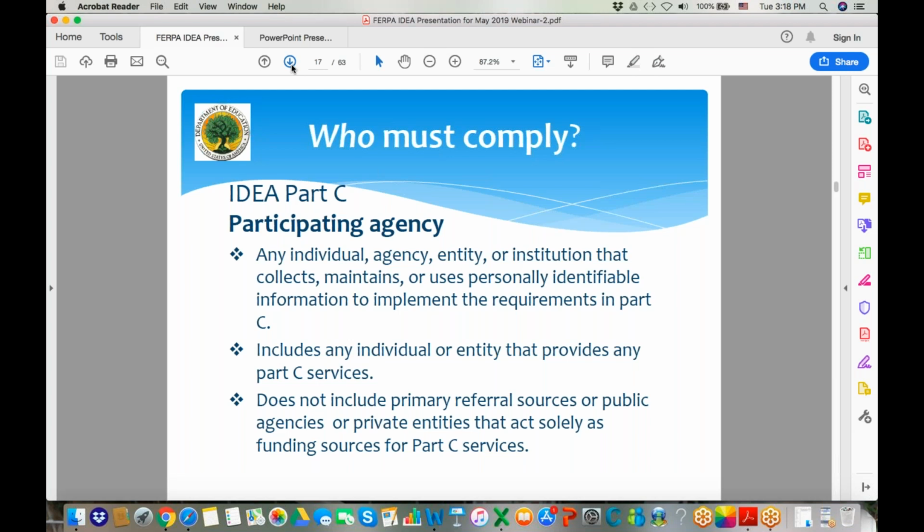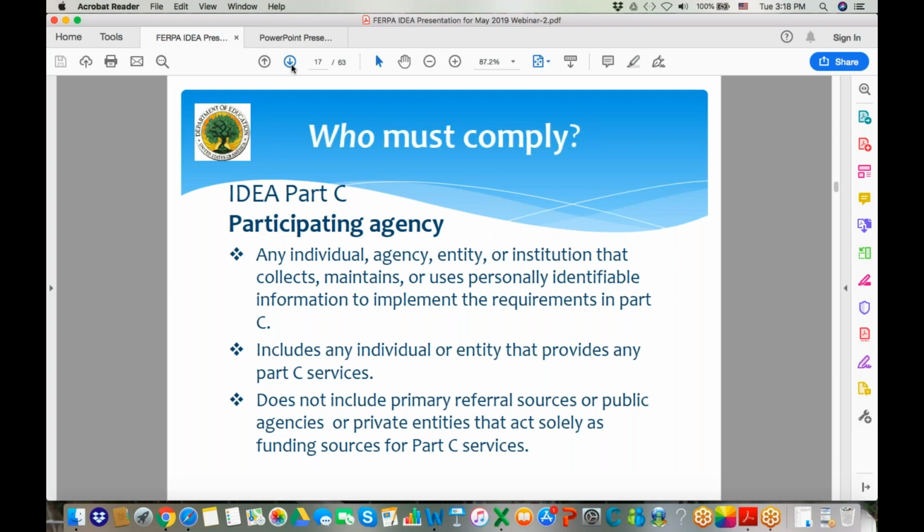The second exception are agencies or entities that act solely as funding sources for Part C services and are not part of the state lead agency or early intervention service providers. For example, a Medicaid agency, where the state lead agency is the SEA or the state educational agency or another state agency. I want to pause here because a lot of the time our questions that come in about whether or not information can be shared with or without parent consent often hinges in Part C on this definition, participating agency.